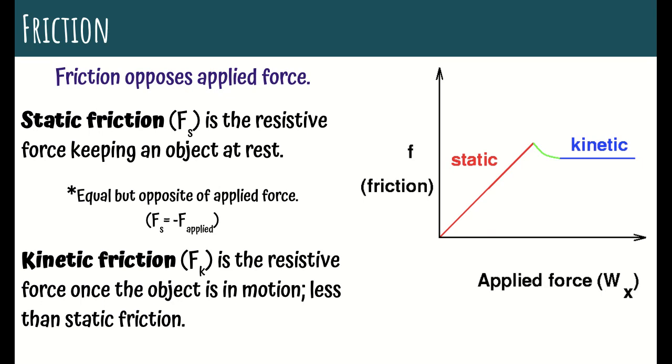So the two frictions, we're going to have to differentiate between them. F of S is going to be a resistive force that keeps the object at rest. We know that it's going to be equal but opposite of your applied force. Then kinetic friction will be F of K, and that's going to be your resistive force once the object is in motion. It's always going to be less than static friction. If you look at this graph on the right here, we have friction and applied force. You can see that this should be very similar to the results you guys got in your lab last class.